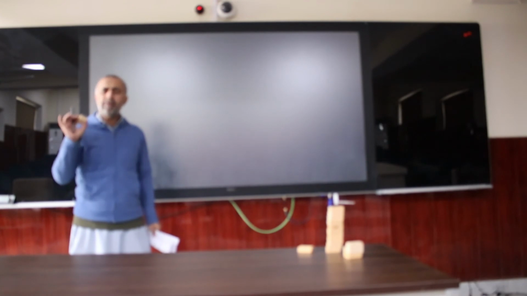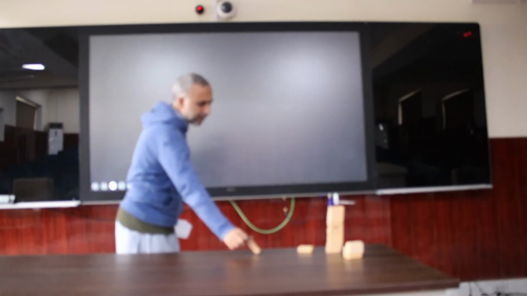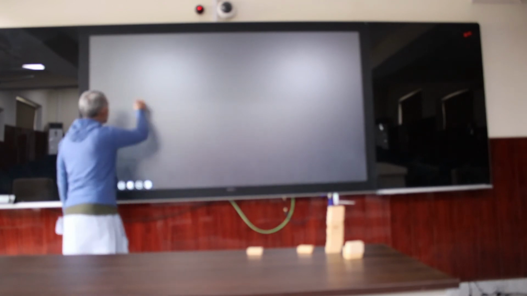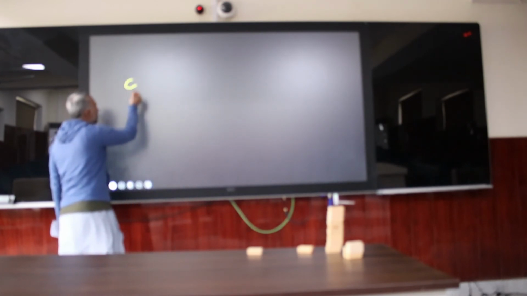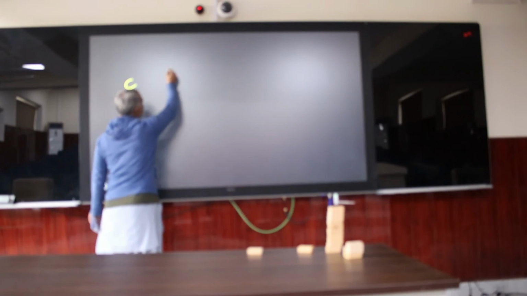Okay, let's see some mathematics. There is no problem in life which can't be solved with the help of mathematics. You need mathematics. For example, suppose this kind of a block, and suppose the center of mass of this block is somewhere here.